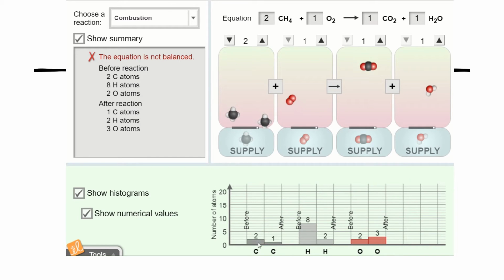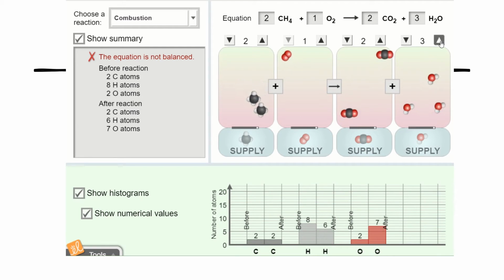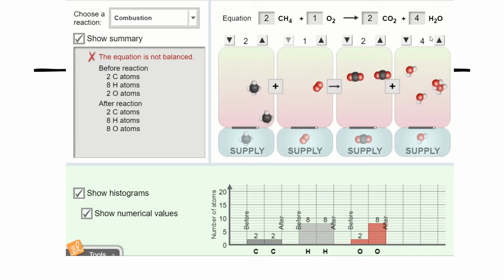Okay, so let's do carbon first because that is an easy one. It's in one spot. Let's do hydrogen next because it's in one spot. So I have 8 on this side. I need 8 on this side. So like that. Now I don't want to change this hydrogen, right? So let's try and change oxygen here.